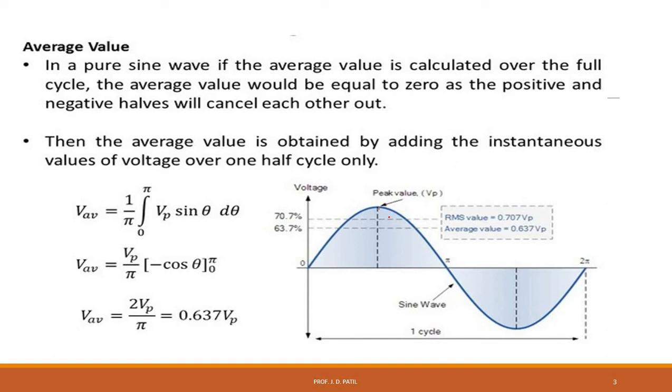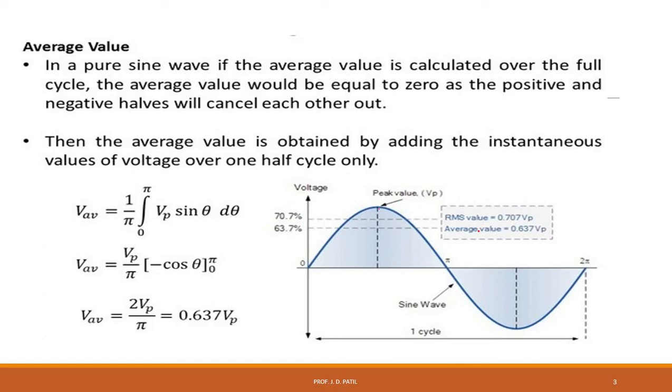You can see here this is the peak value, and the average value is 0.63, that is 0.637 of Vp, meaning 63.7% of this Vp value. So this is the average value.